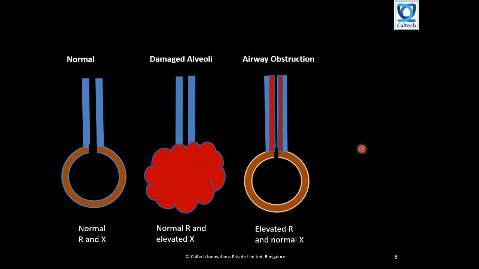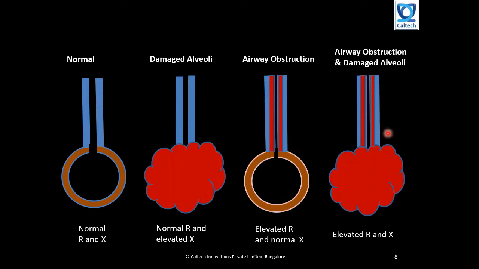The third scenario. In the third scenario, you will see that the airways are obstructed, because of which the airway caliber is reduced, and the resistance is elevated. However, you will find that the peripheral properties are preserved here. Therefore, your reactance is normal.